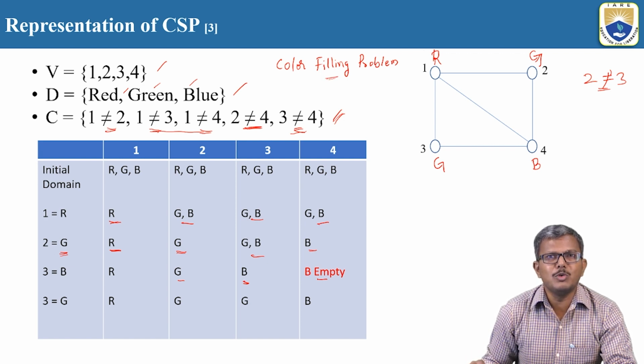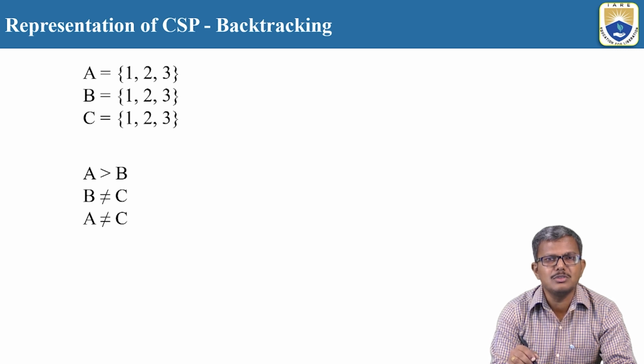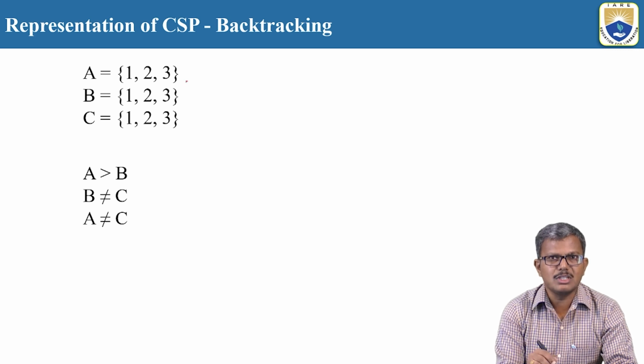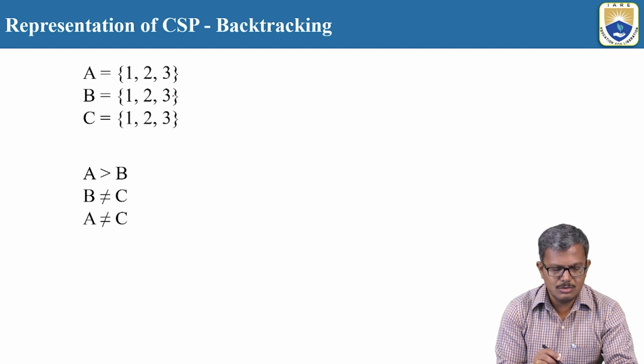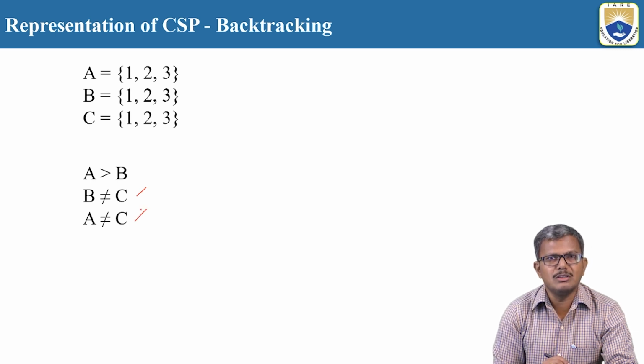Let us try to understand one more example and we will see more clearly about this concept called backtracking, and how backtracking is helping us to solve these constraint satisfaction problems. Okay, so there are three things given to us. One is three variables, A, B and C, and each variable is having the possibility of taking the values 1, 2, 3. Certain constraints are also given to us. A should always be greater than B, B and C should not be equal, and at the same time A and C should not be equal.